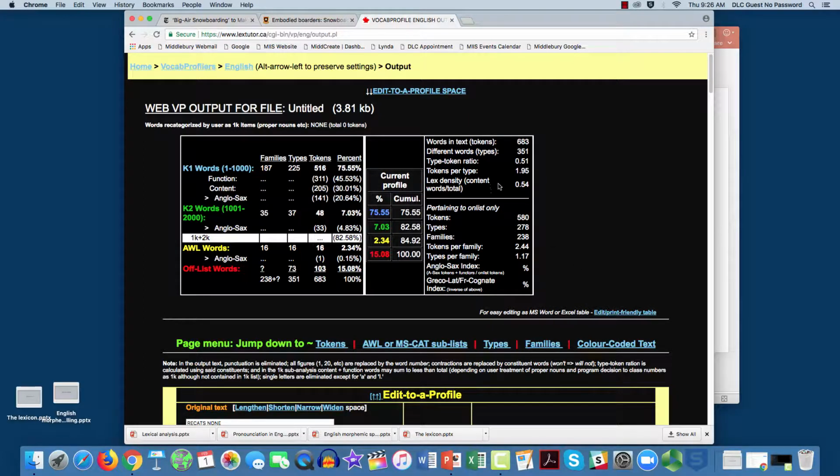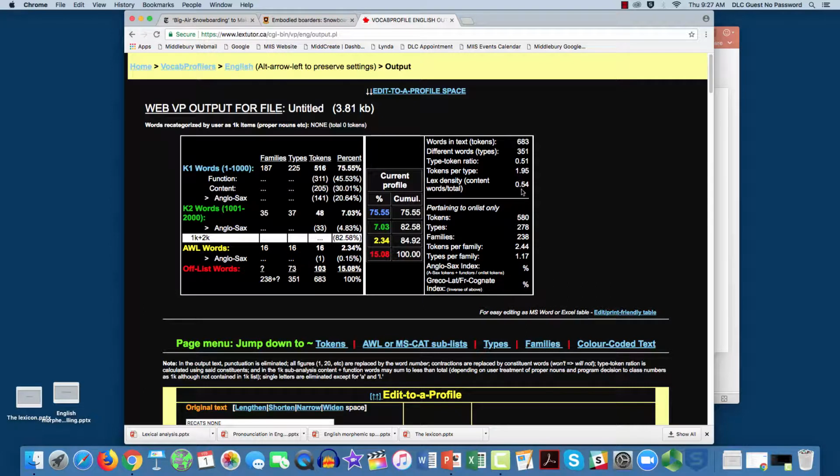We also see a couple other statistics here. This is how many tokens, how many total words are in the text. This would be like the word count in Microsoft Word, 683. How many different words are there? How many types? There are 683 words, but only 351 different words. So the type to token ratio is basically saying that on average, each type is used roughly twice. We can see that here, tokens per type or type to token. These are reciprocal numbers. Basically, each word on average is used twice in this text.